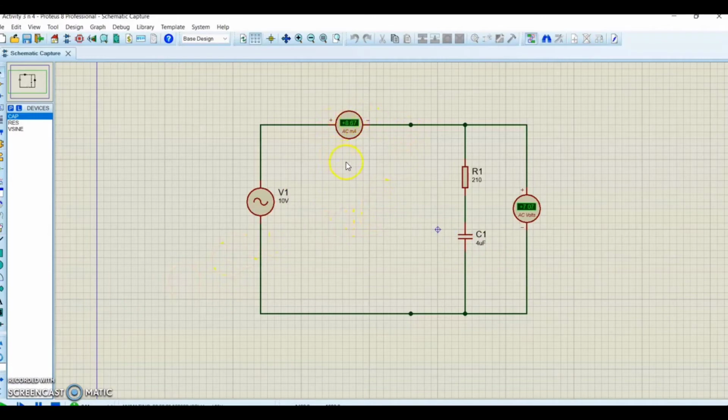From the simulation, we can see that the value of current is different from the earlier. It got 8.67 milliampere, while the value of voltage is still the same, 7.07.